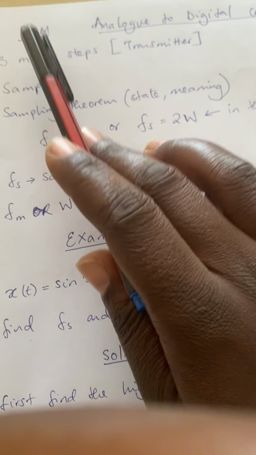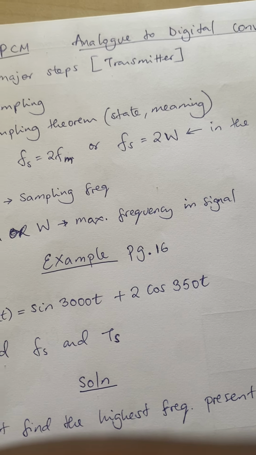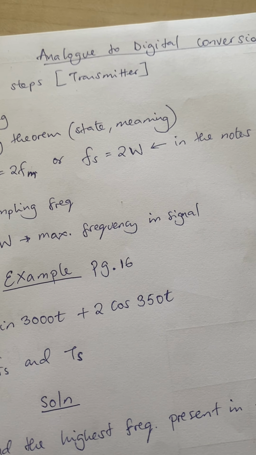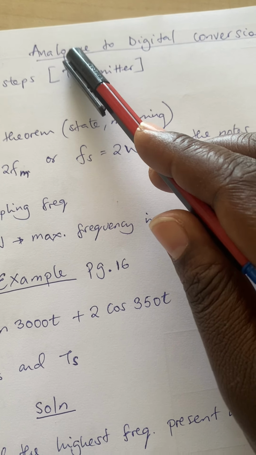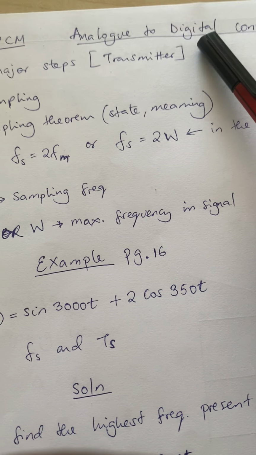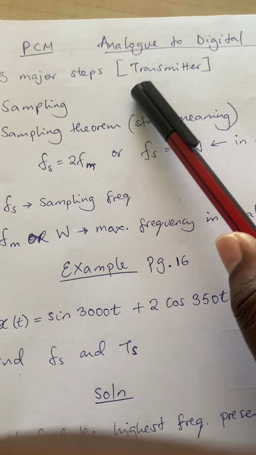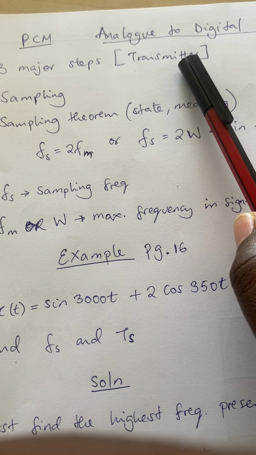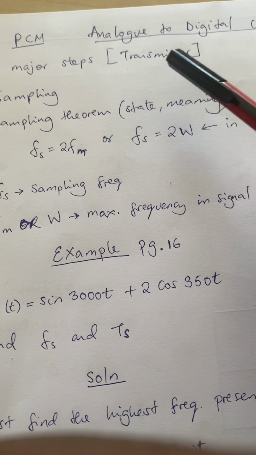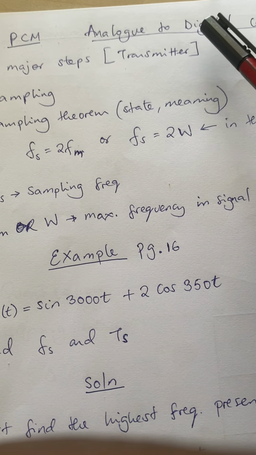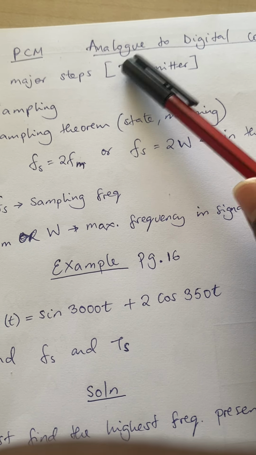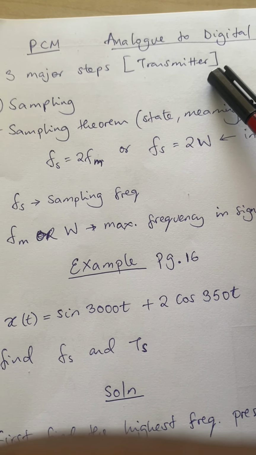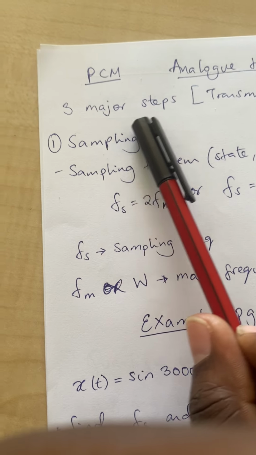When we talk about PCM, or pulse code modulation, we're simply talking about the process of converting analog signals into a digital form. That is done within the transmitter of the PCM block. I'm going to talk about the PCM block at the end of this video. So this conversion of a signal from an analog form into the digital form is done within the transmitter, and there are 3 major steps that are involved.